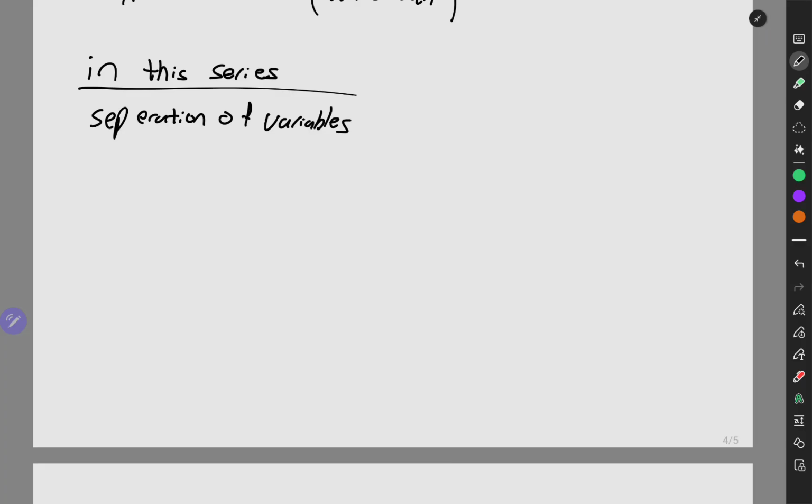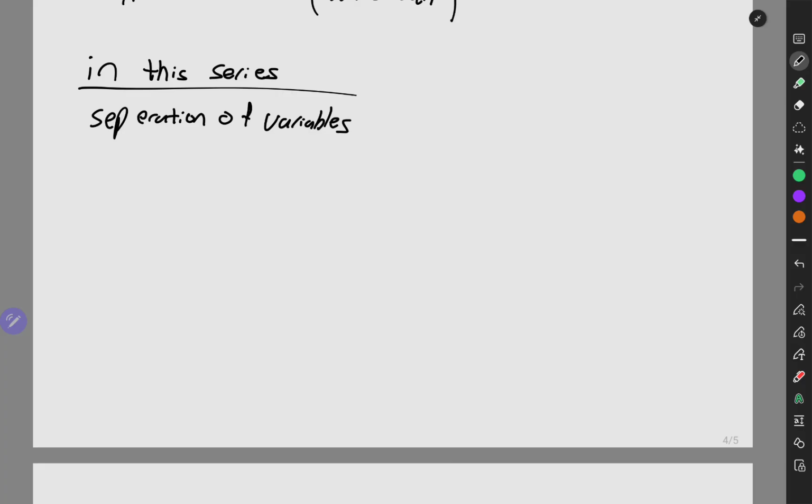Separation of variables, and then we're going to do a bunch of examples of separation of variables. Pretty complex examples, actually, I have lined up. Separation of variables isn't too bad though. It's pretty straightforward. And then we're going to look at boundary value problems.